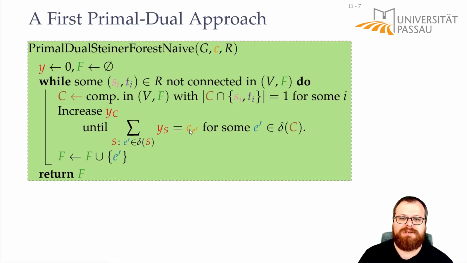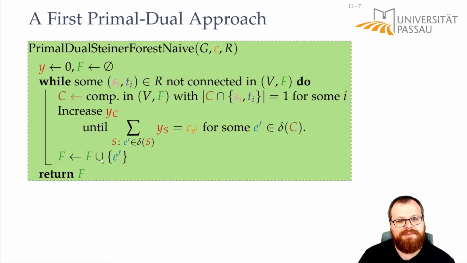So in every step we find some primal constraint that's not fulfilled. We increase the corresponding dual variable as far as possible and then pick one edge such that the primal constraint becomes fulfilled.